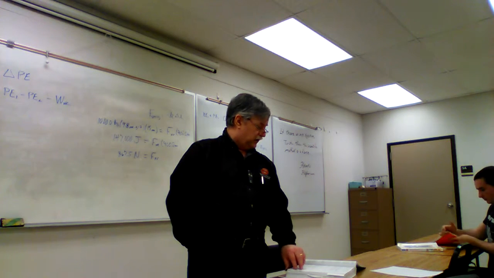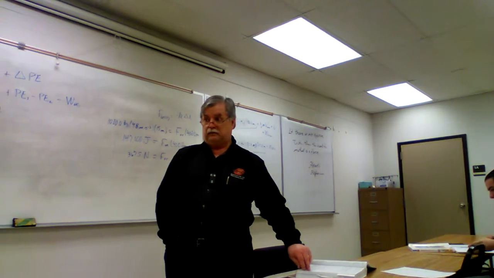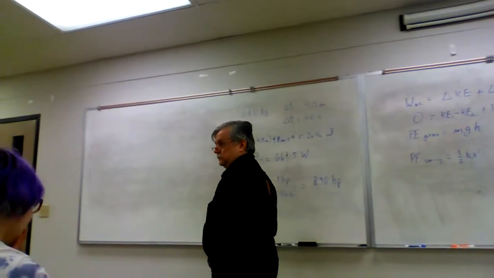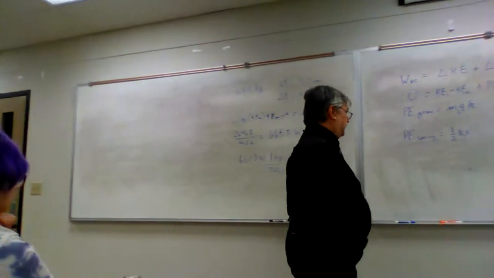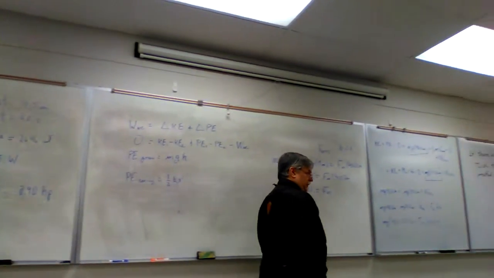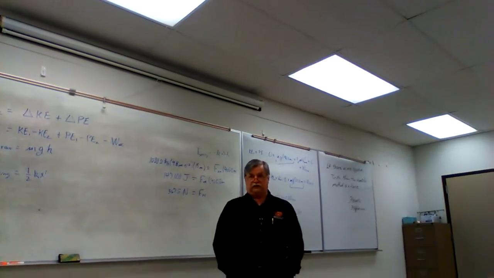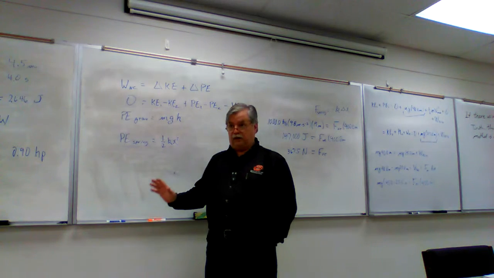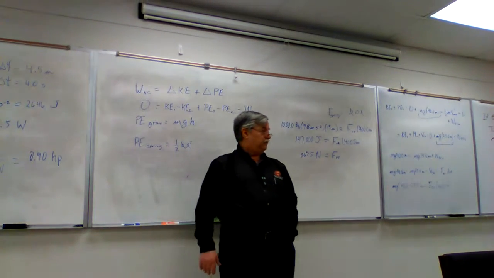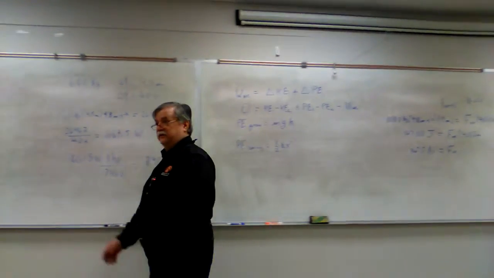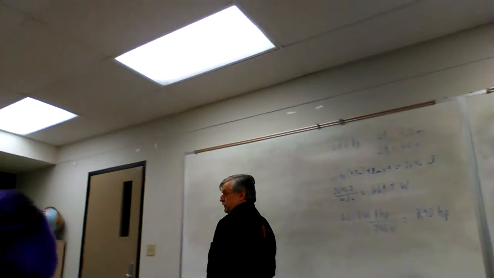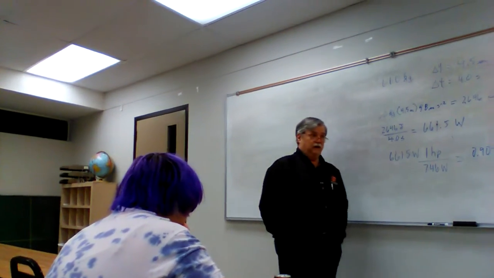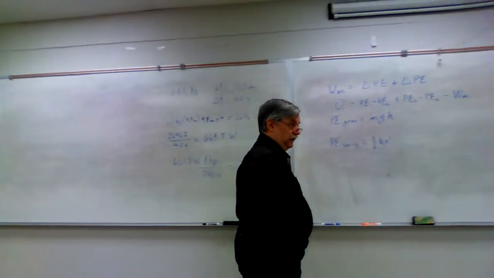Y'all remember about work done by a varying force? Looking at a spring. What is the potential energy of a spring? One half k x squared. If you compress it through x meters from equilibrium, the potential energy stored in that spring is one half the spring constant times the displacement squared. And if you release it and let it push a ball or a box, then it will convert into kinetic energy.